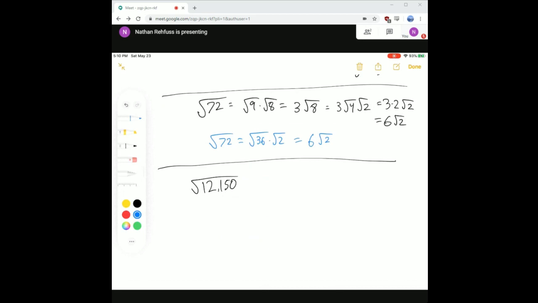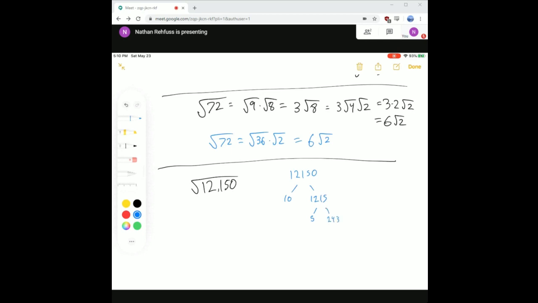So I'm going to factor this guy. I'll write 12,150, and I'll make what's called a factor tree. What number do you know is a factor? Well, it ends in 0, so we know 10 has to be a factor. This is 10 times 1215. 1215 ends in 5, so I know that 5 has to be a factor. Turns out that 1215 divided by 5, well, 1200 over 5 is 240, 15 over 5 is 3, so that's 243.